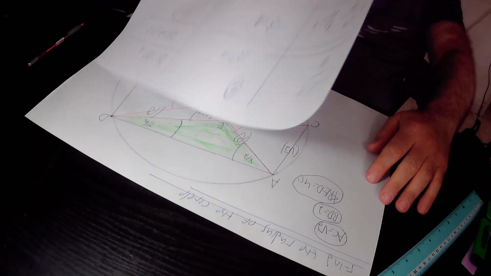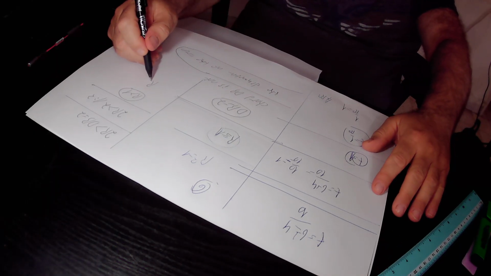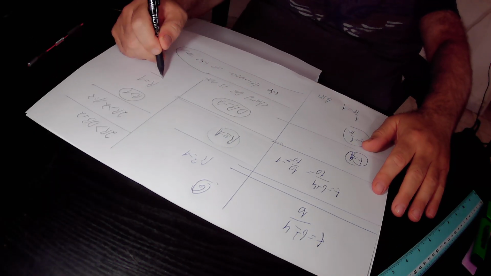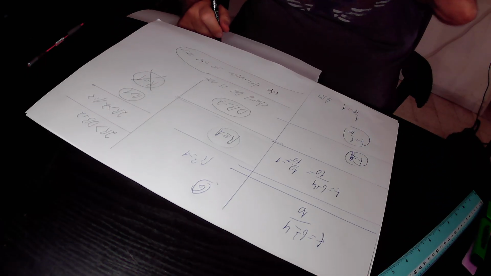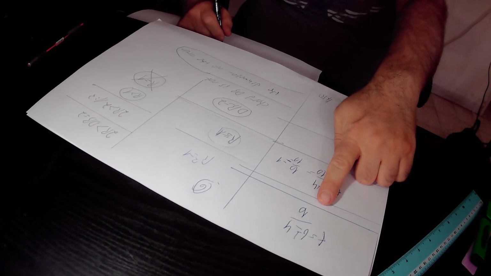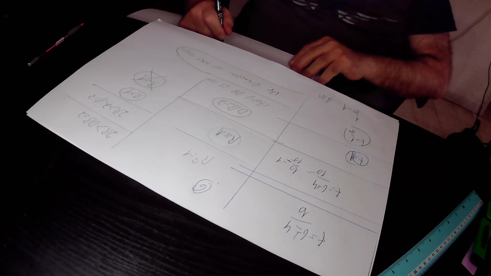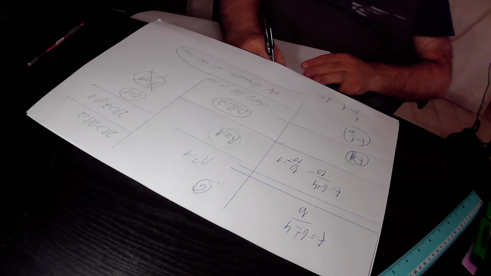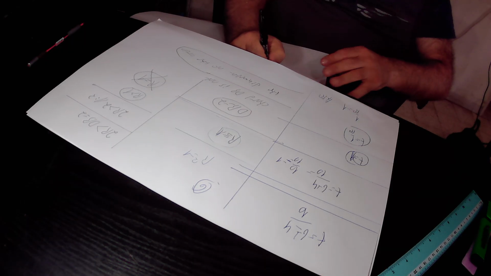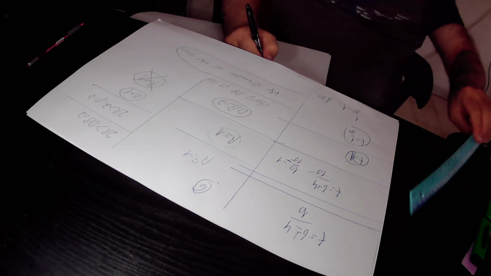So if r is greater than 1, r cannot be equal to 1. So this solution is not a correct solution. We cancel the solution and we're left only with the second solution for t. The second solution for t is that t equals 6 minus 4 over 10.